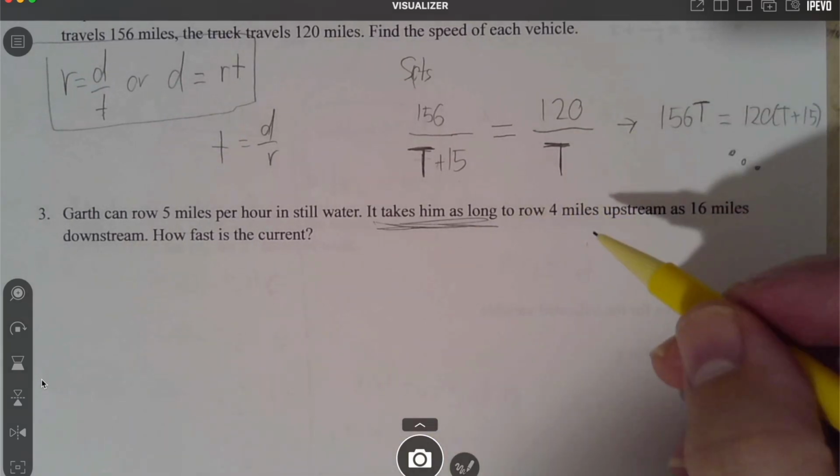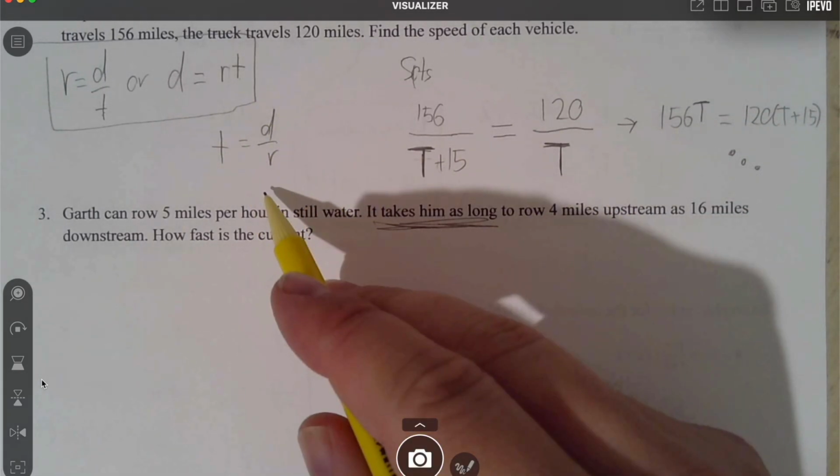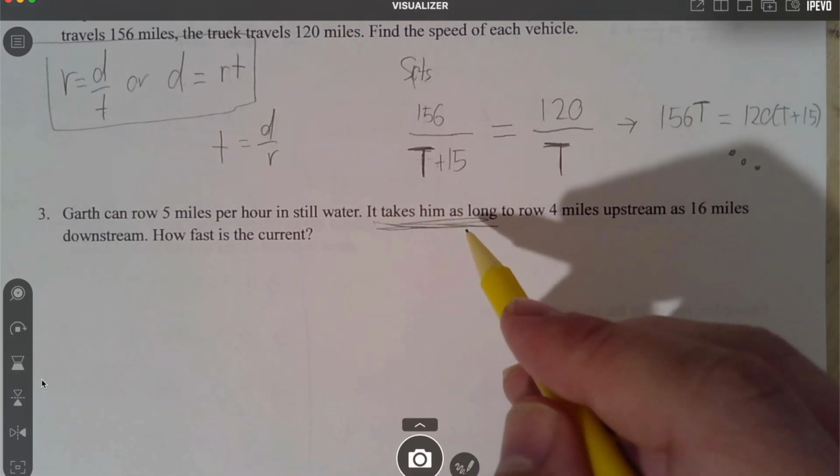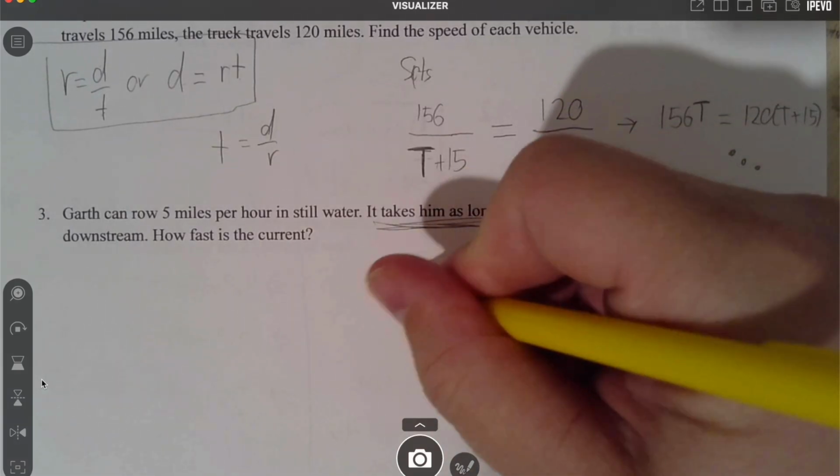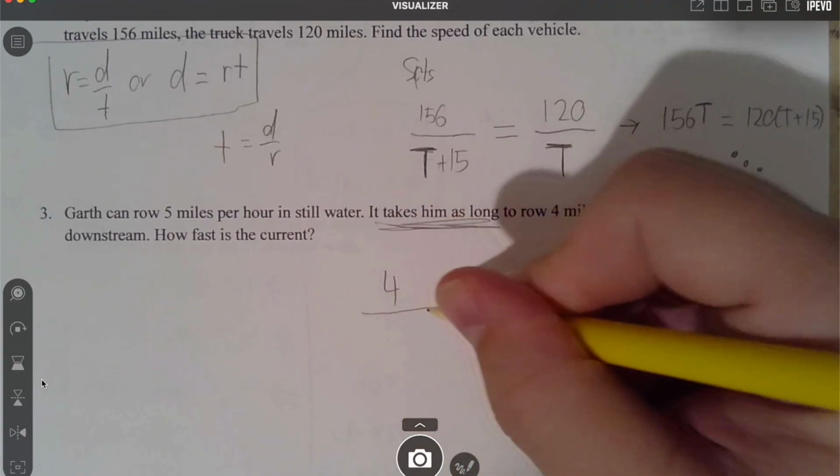So once again, we have a D over R relationship because the time is equal. So the distance is 4 miles. Now what's the rate?